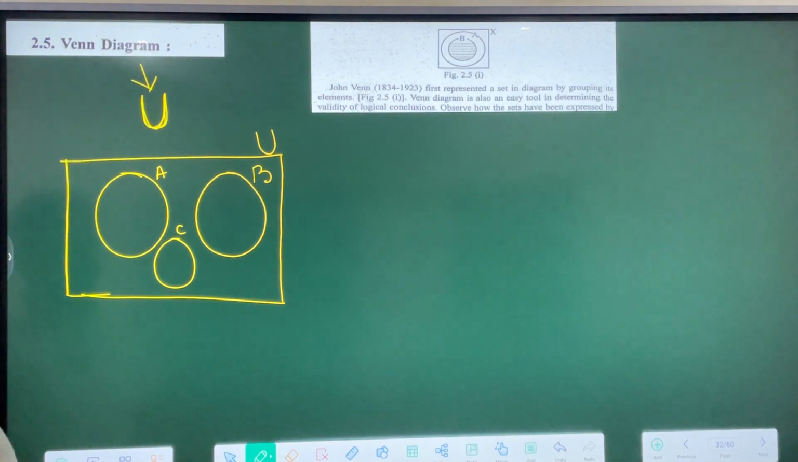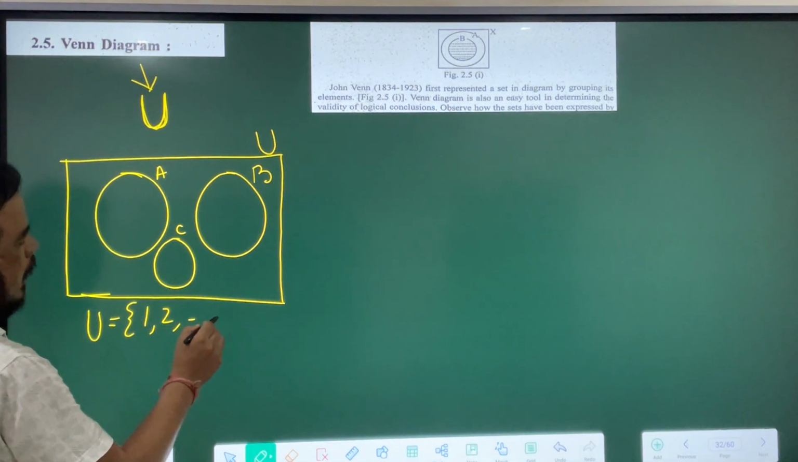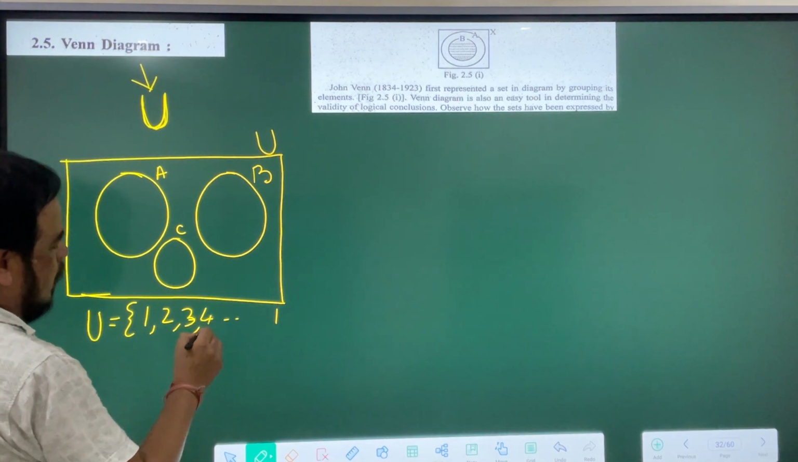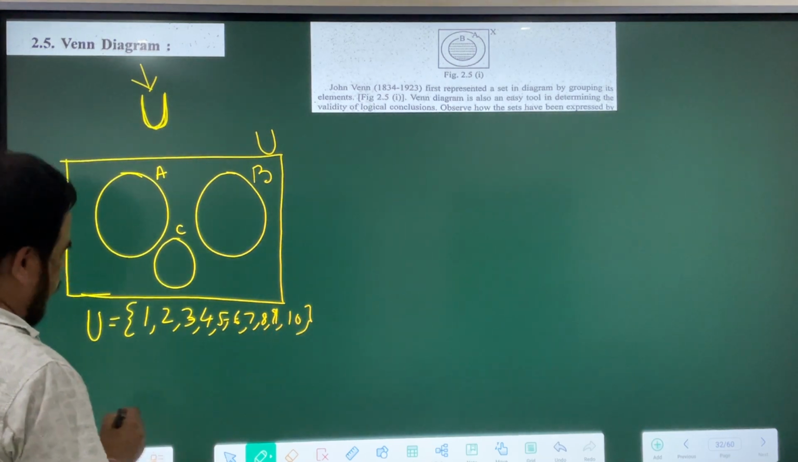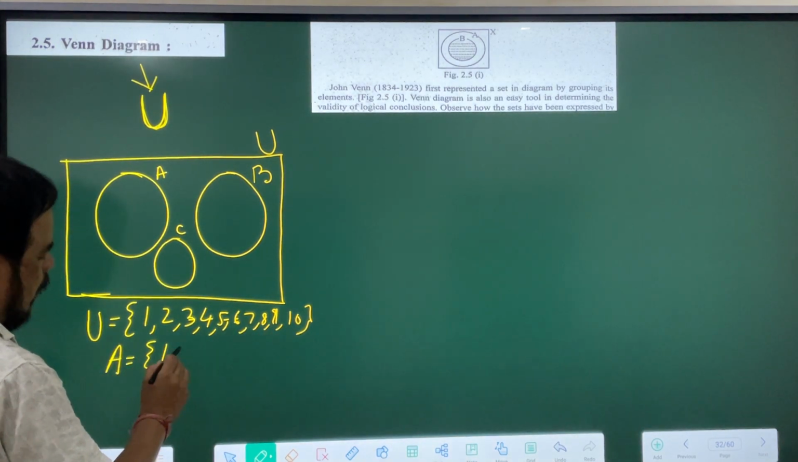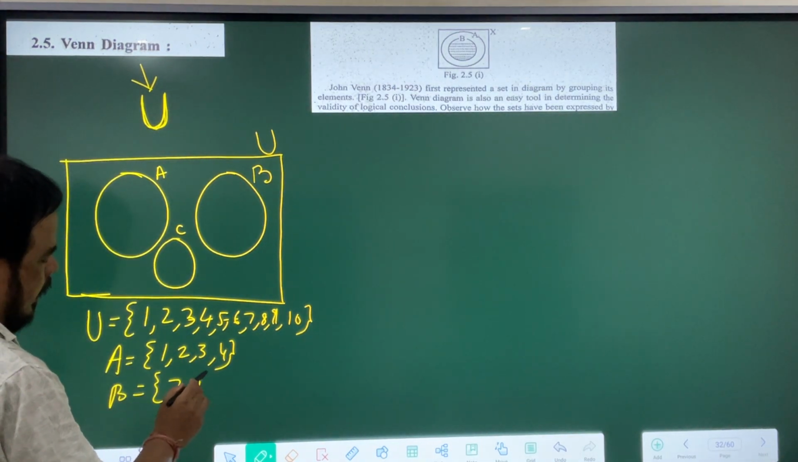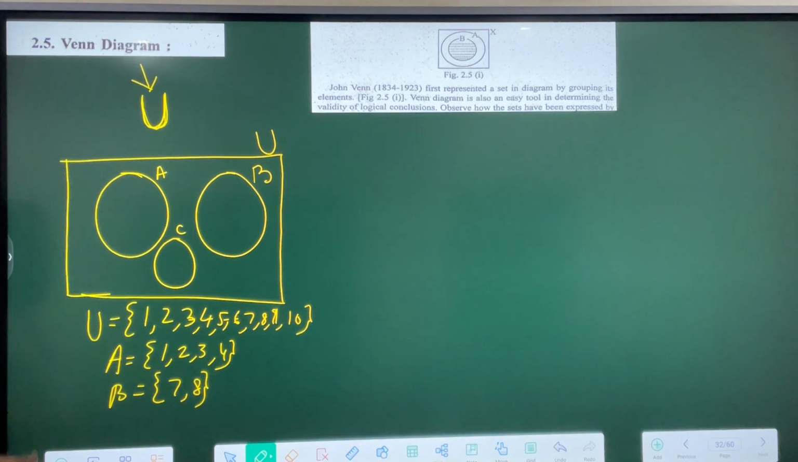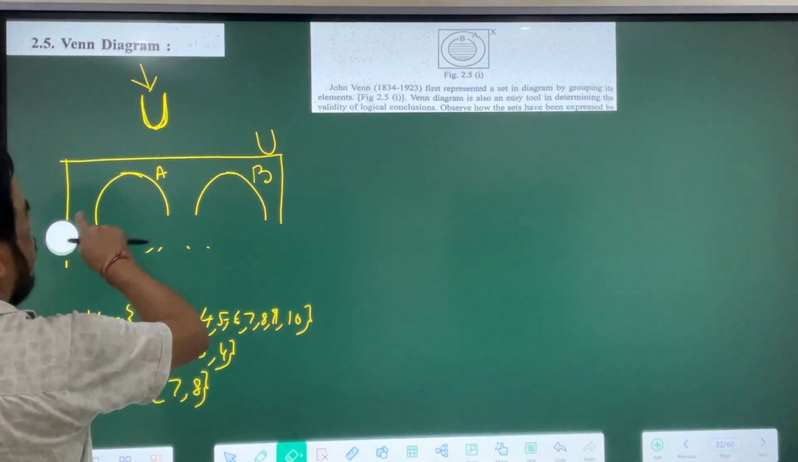For example, I will show you now. Universal set, let me write 1, 2, like this till, let me write 3, 4, 5, 6, 7, 8, 9, 10. A, 1, 2, 3, 4. B, 7, 8. So now how to represent, when I have written one universal set and another two sets I have written here, how to represent these sets in Venn diagram?